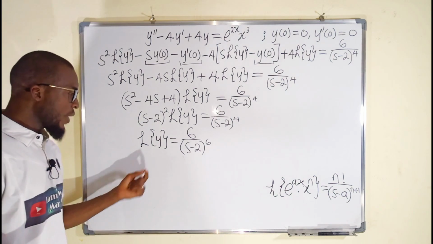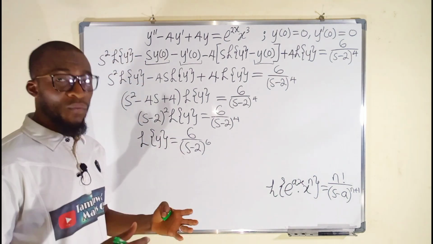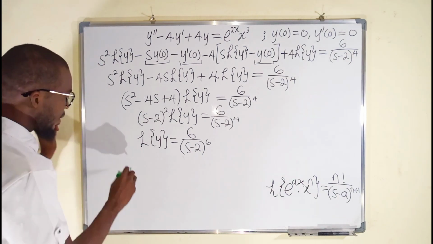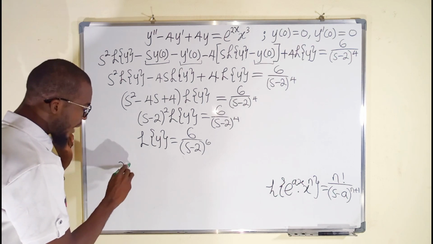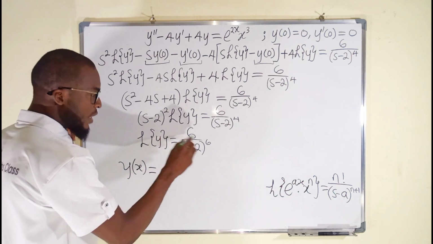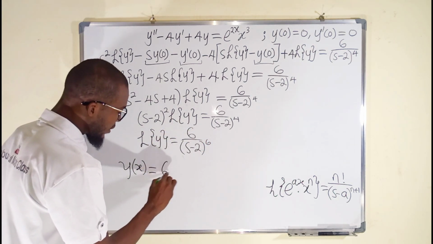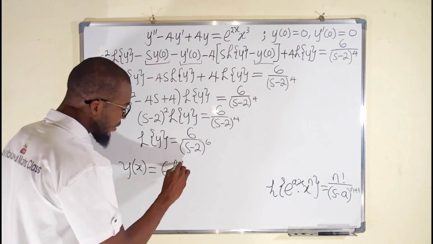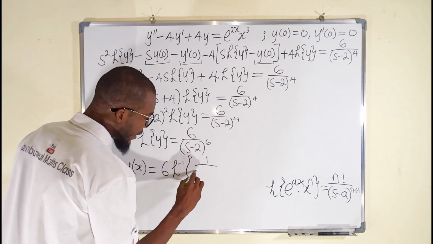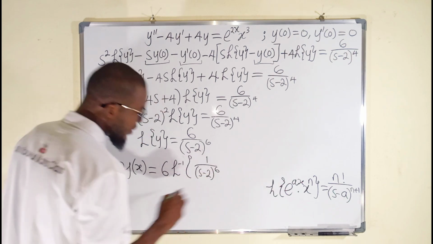What do we do next? We can take the inverse Laplace transform of both sides in order to obtain the value of y, because inverse Laplace will cancel this Laplace. So to the left hand side, we have just y, which is a function of x, and this is equal to the inverse Laplace of this. We can factor out 6 to the top, so we have 6 times the inverse Laplace transform of 1 divided by (s minus 2) to the power of 6.